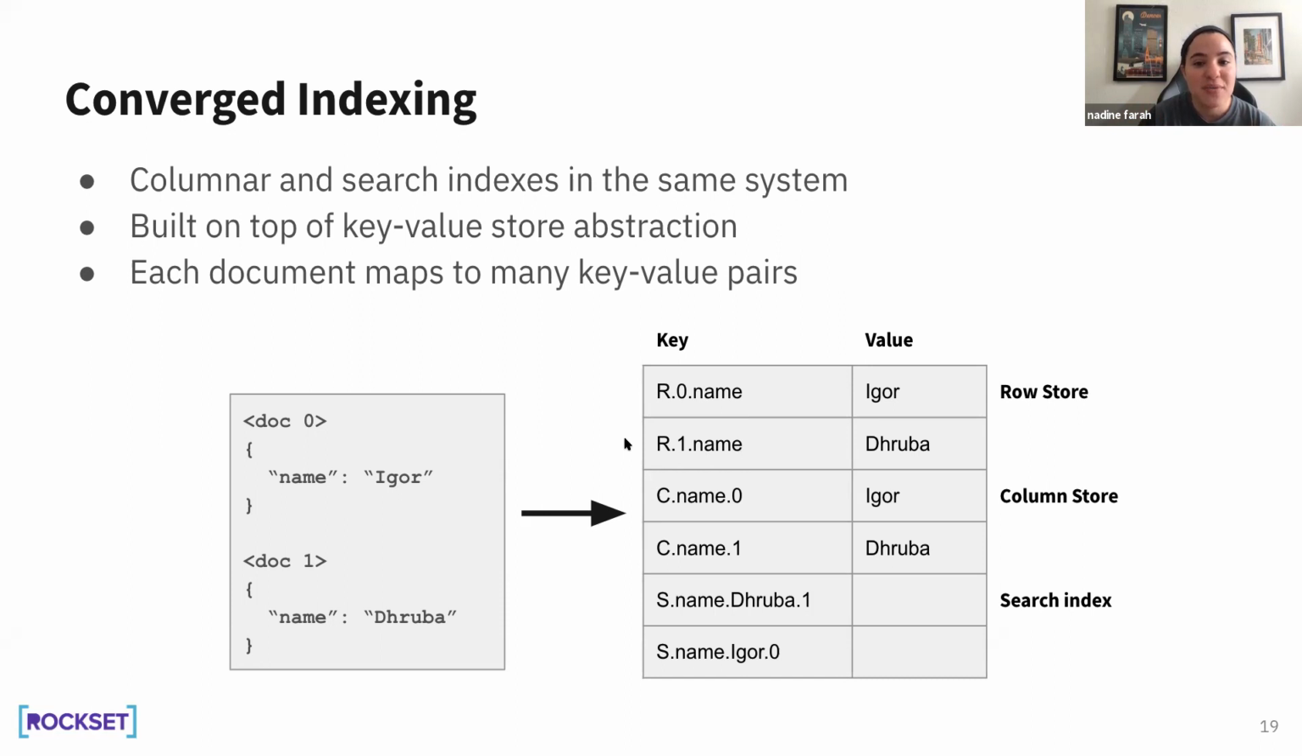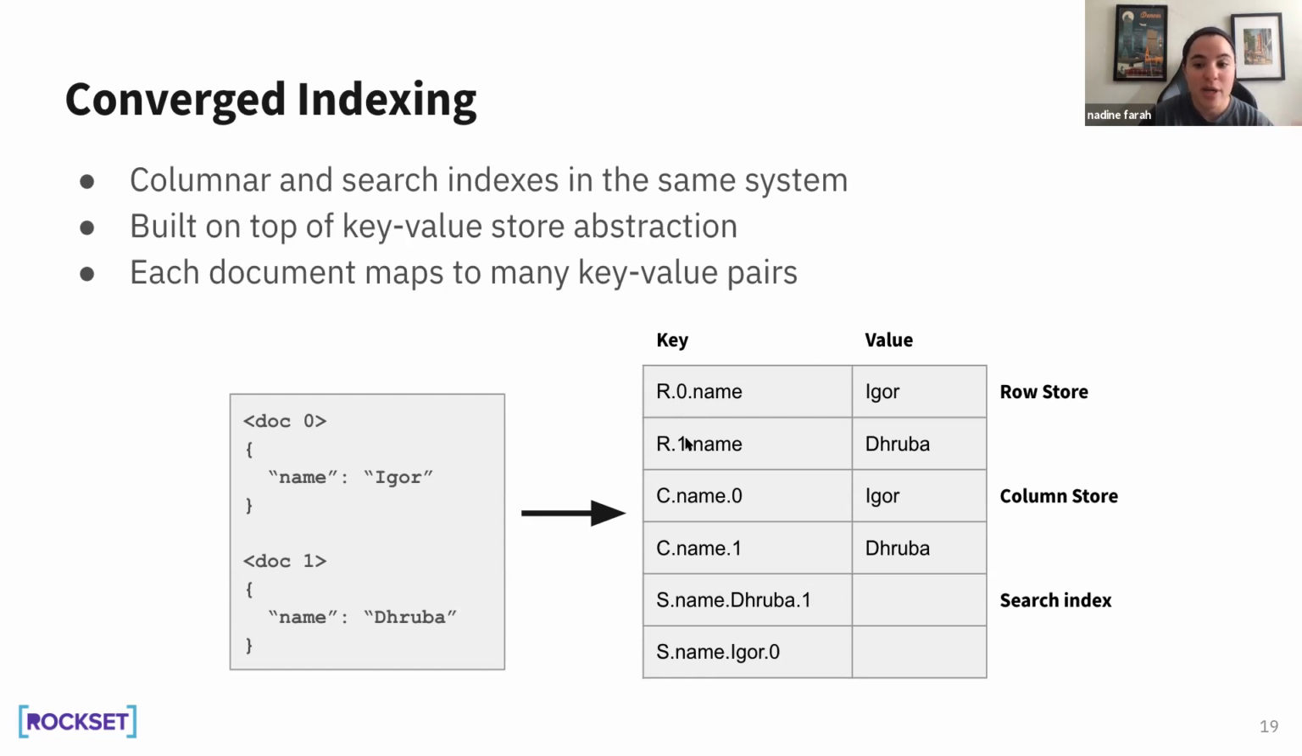The key value store gives you a feature of sorting all the keys in some sorting order. So finding a key in this key value store is relatively easy because it uses the index of the key value store. So Converged Indexing creates 3 different types of keys for every record, right? And we quickly mentioned this earlier. It creates a row key of the row store for the first 2 records, which is over here. So r.0.name and r.1.name. Those are the 2 keys that start with R.